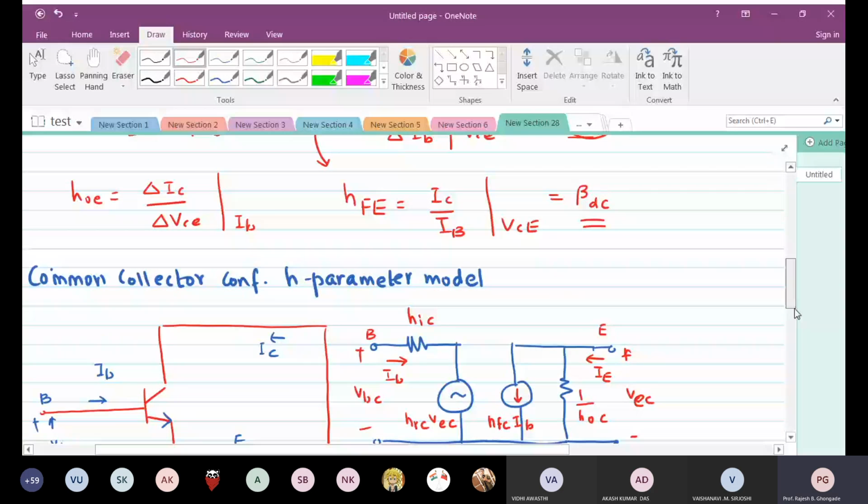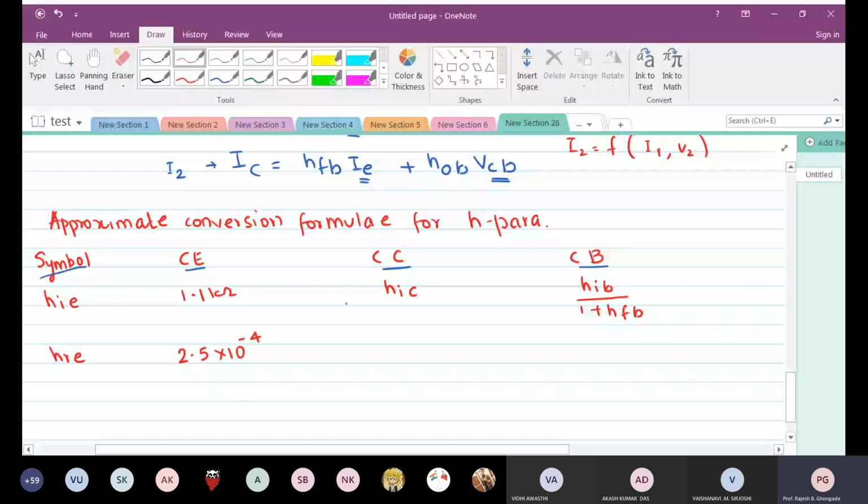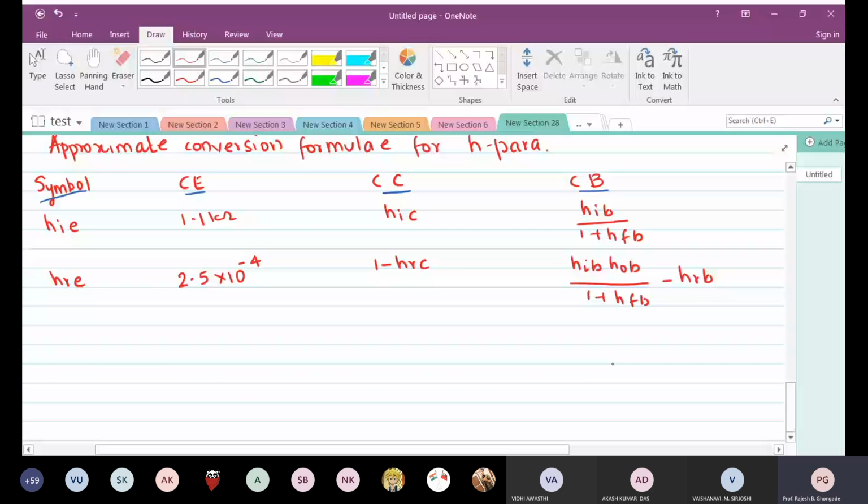If I want to convert it for common collector, it is 1 minus HRC. In case of common base, it happens to be HIB into HOB divided by 1 plus HFB minus HRB. Don't get overwhelmed by these things. I'm just showing you that you can convert from one to the other. No need of mugging up these equations.